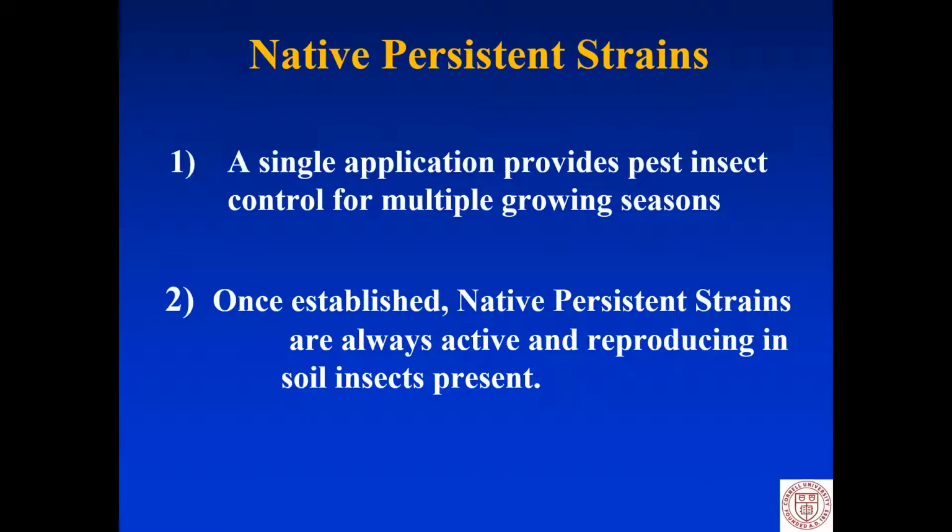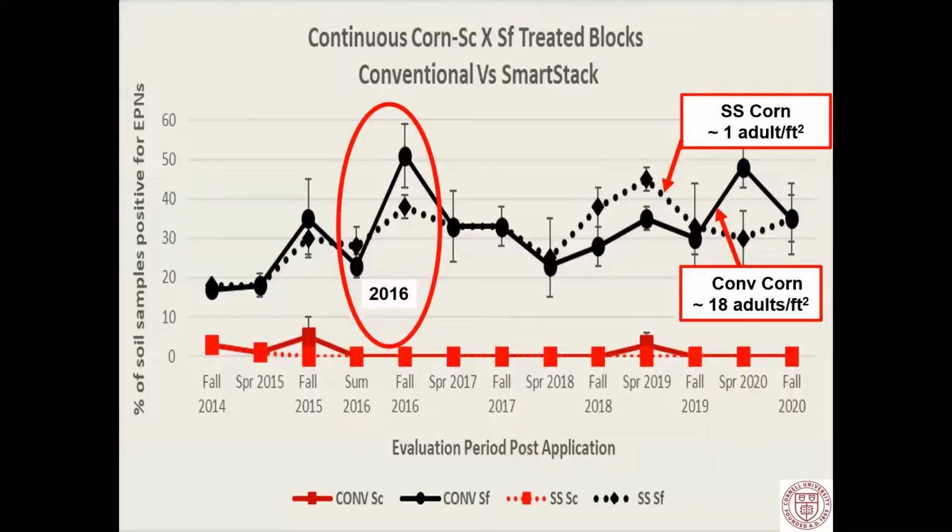So just to drive this home, a single application provides pest insect control for multiple growing seasons. We followed these for 10 years across 75 fields, and then once they're established, they're established. And here's kind of the graph of the corn plots. They were put on in 2014. And here in 2020, you can see that the levels of nematodes are cycling between 30 and 50% of the soil samples being positive for biocontrol nematodes. They change based on the amount of rootworms that are out there. But here, 7 years later, they're still there.